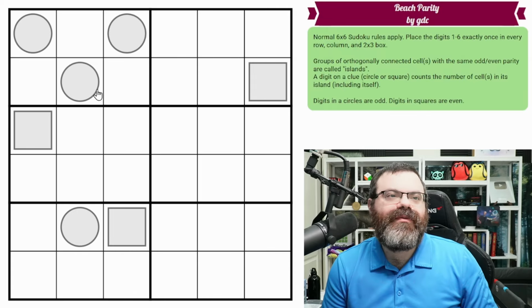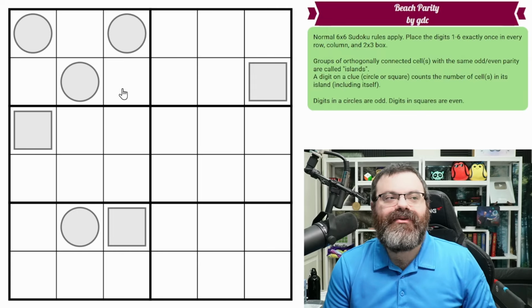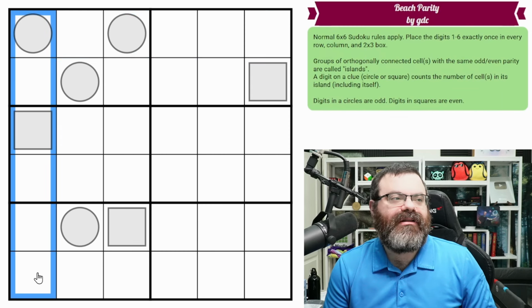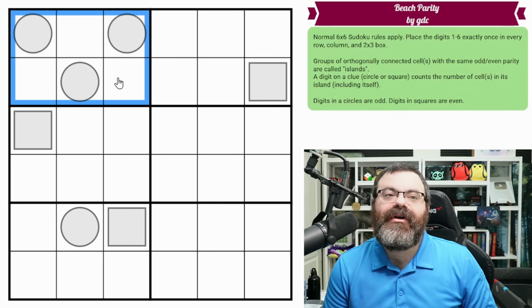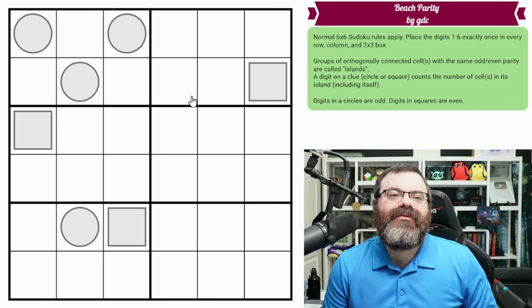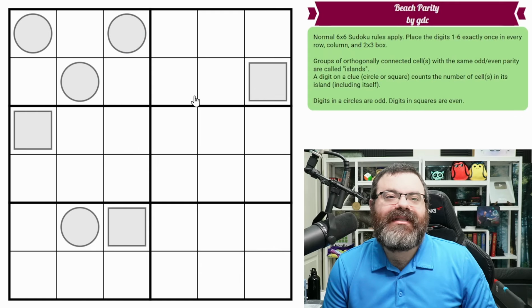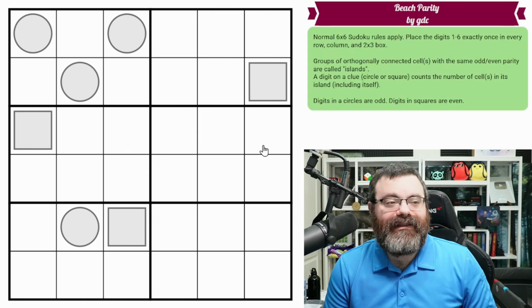All right, let's go over the rules. We have normal 6x6 Sudoku rules. So in each row, each column, and each 2x3 box, we are placing the digits 1 to 6 exactly once each. All right, groups of orthogonally connected cells with the same parity are called islands.